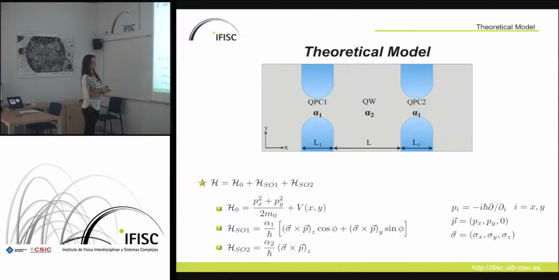For example, for phi equal to 0, this term is equal to 0, and then the Rashba field in each region is parallel. But for phi equal to pi half, the Rashba term in the Z direction is 0, and in the QPCs we only have the Y direction, and then the Rashba field is perpendicular. What is crucial in our work is the ability to manipulate the direction of the Rashba field in each region.